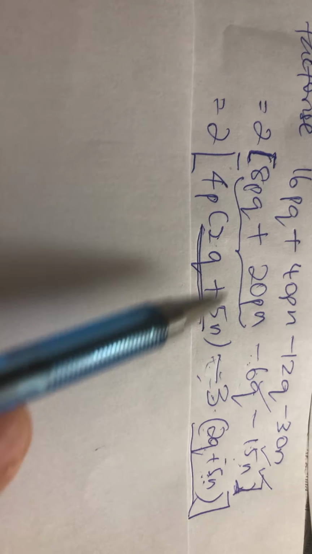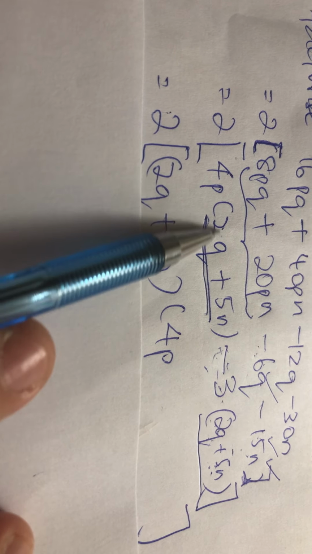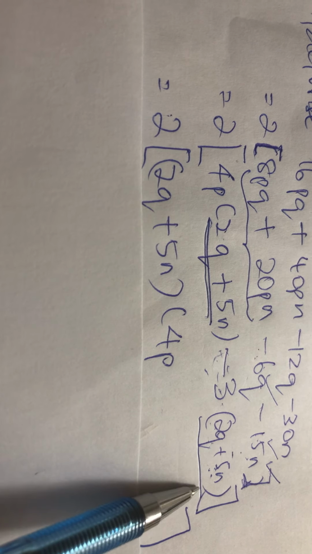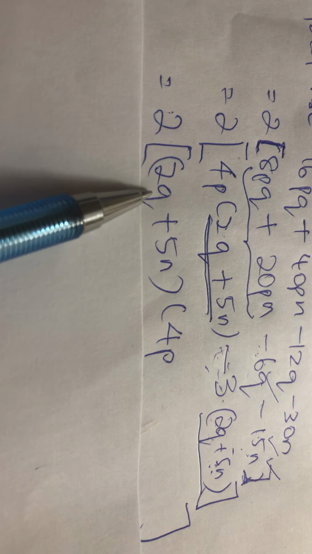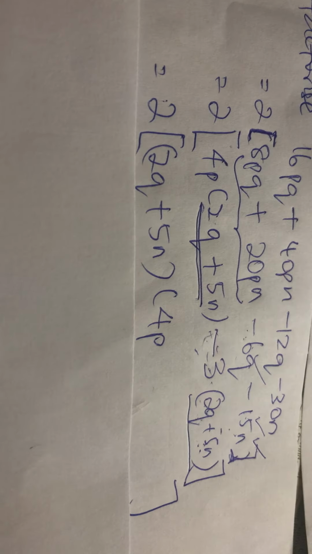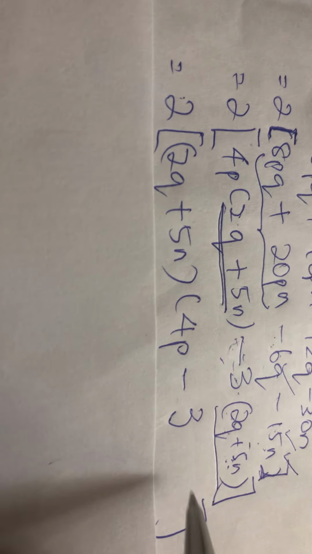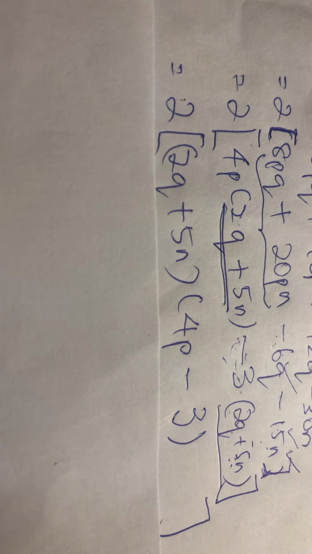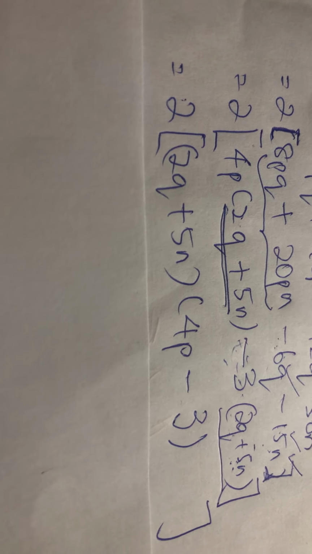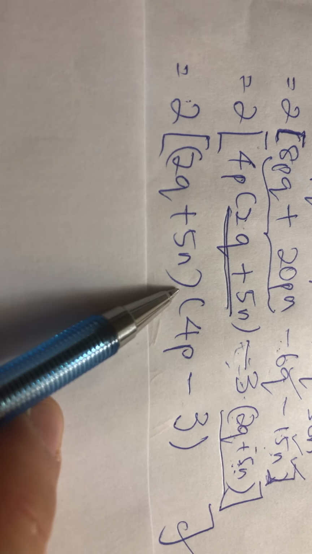Now what do I do next? The 2, I leave it as it is. I take out this common term here, 2Q minus 5N. Take it out. And what I'm left with is 4P minus 3Q. Oh, sorry, 4P minus 3. That's all right. Close the bracket. Okay, that's your answer. Any more things to factorize? No more. So this is the final answer.